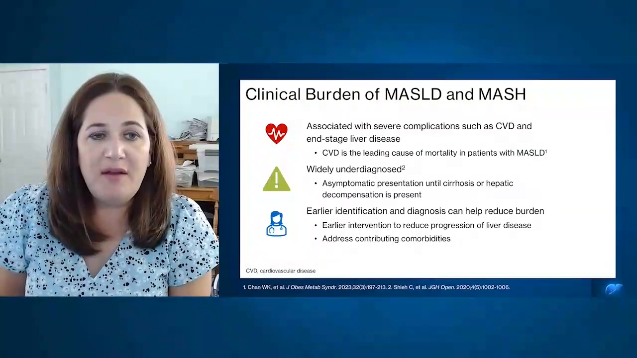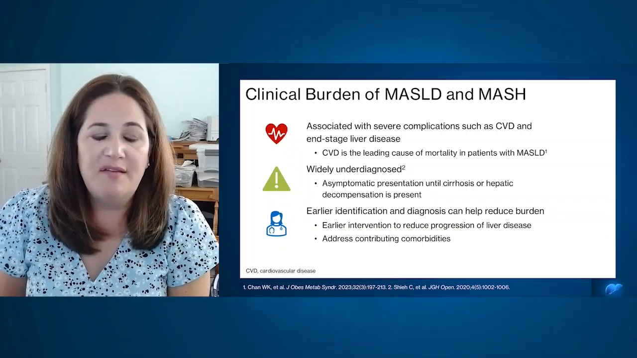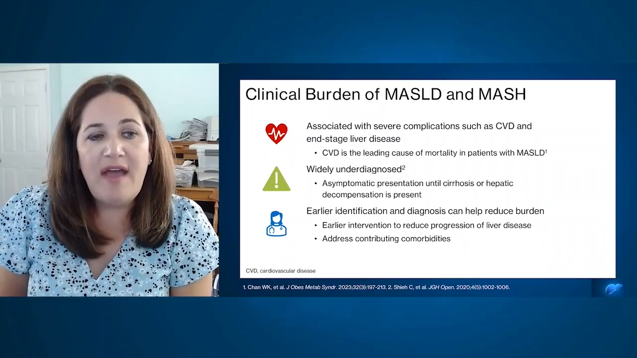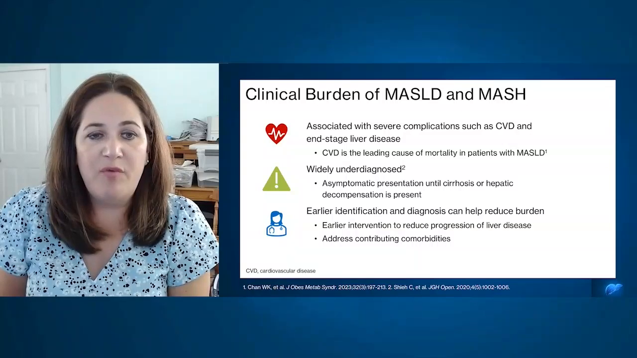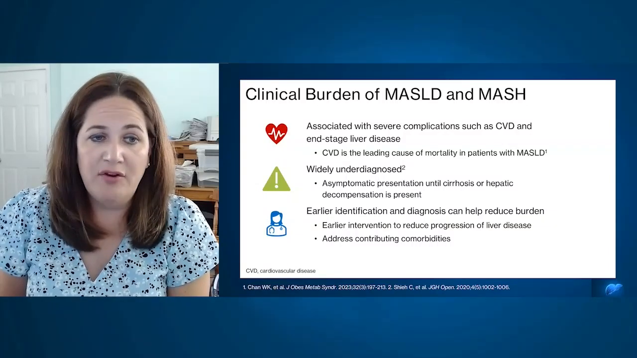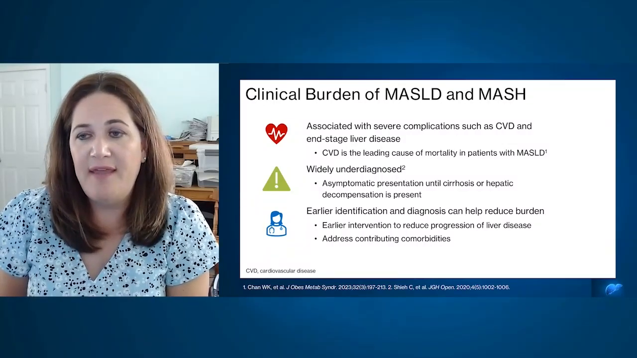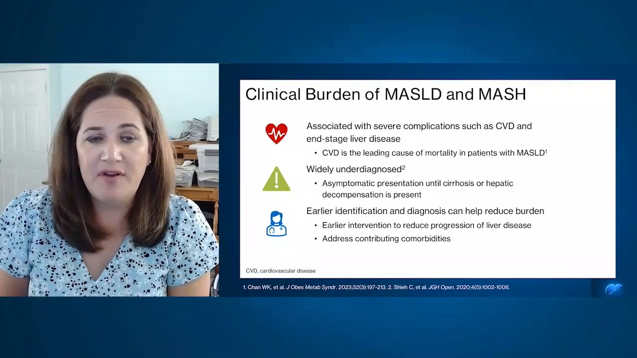So now we're going to talk a little bit about the clinical burden of MASLD and MASH. It is associated with severe complications such as cardiovascular disease and end-stage liver disease. Cardiovascular disease is a leading cause of mortality in patients with MASLD. It is widely underdiagnosed.